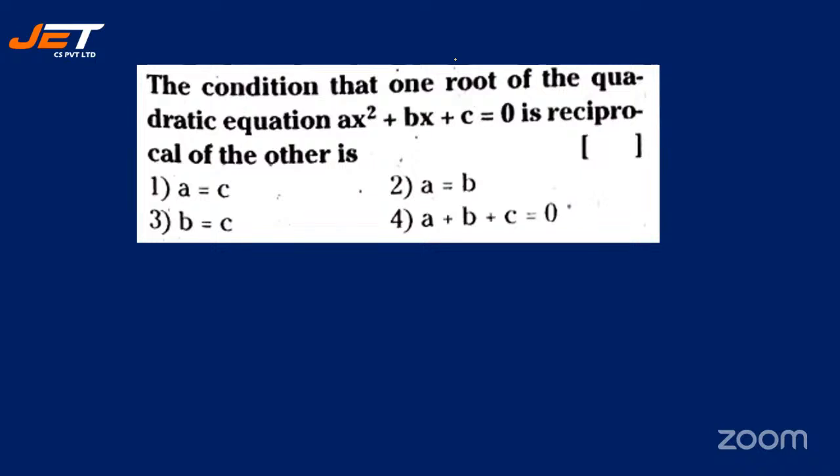See the next question. The condition that one root of the quadratic equation ax square plus bx plus c is equal to 0 is reciprocal of the other is dash. Right? So one root being the reciprocal of the other means what? It is a is equal to c. Option 1. Yeah, so let me see how many are giving me the answer. Raju Yadav, Srinivas, Nikita, Boya, Jyoti Pampala, Sahasra Reddy. Okay, so many are giving me the correct answers. Yes. See the next question.